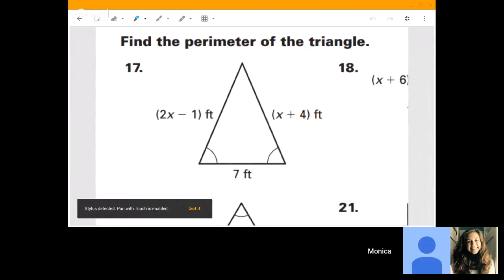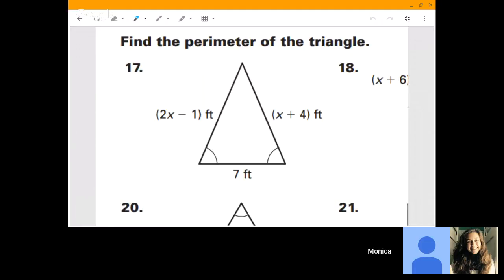Okay, so for this problem, Isabel, we're supposed to find the perimeter of the triangle. Remember, the perimeter is all of the outsides added together, right? But in this triangle, we don't know what the perimeter equals. So we can't just say 2x minus 1 plus x plus 4 plus 7 equals something. We've got to figure out what that x is first.